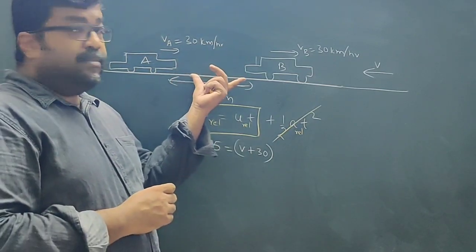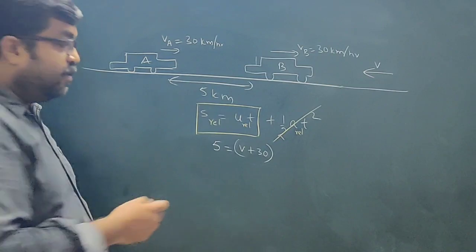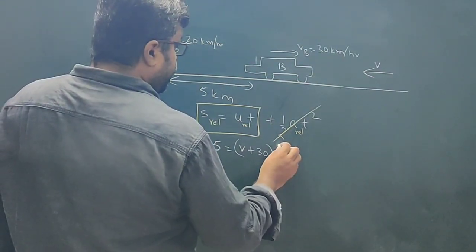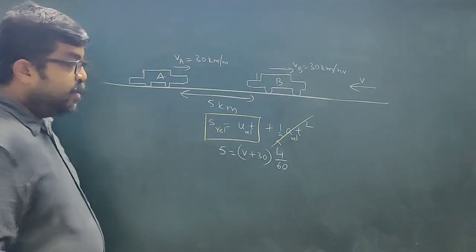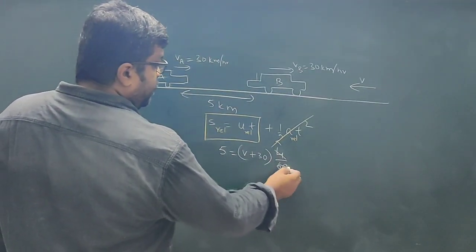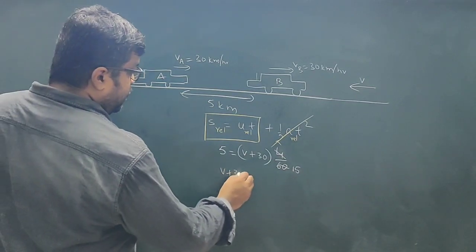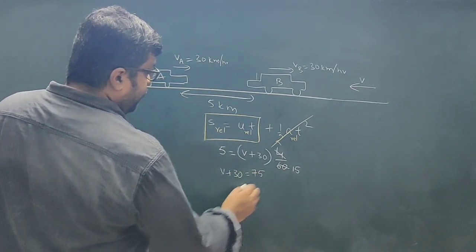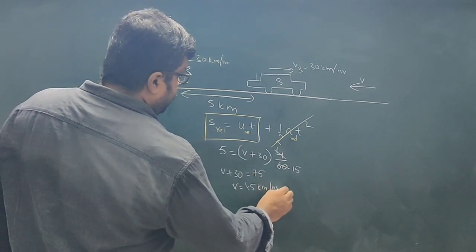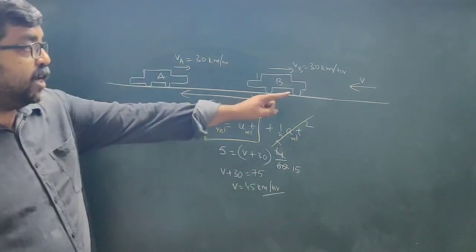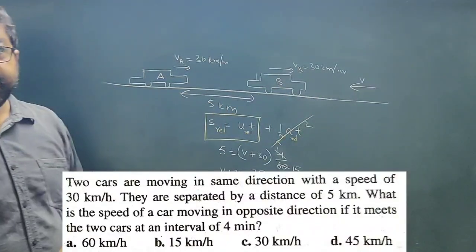And what is the time taken? That is 4 minutes. So we have to convert that into hour. So that is 4 divided by 60. So now simplifying this, we have 15. So v plus 30 is equal to 75, or v is equal to 45 kilometer per hour. So that means the speed of the car which is traveling in the opposite direction is 45 kilometer per hour.